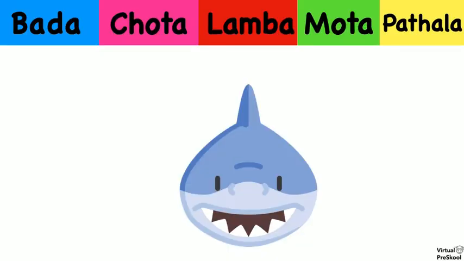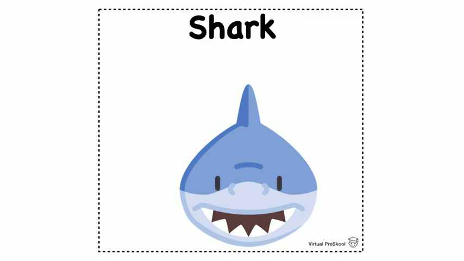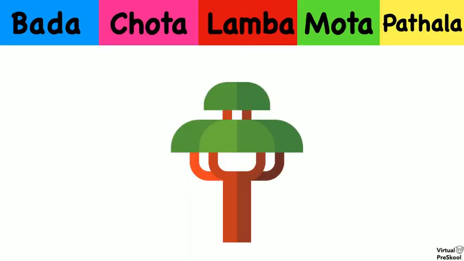All right. What about the shark? The shark is bada, right? Big. So how would we say the shark is big? If you said shark, bada hai, very good. Shark, bada hai.